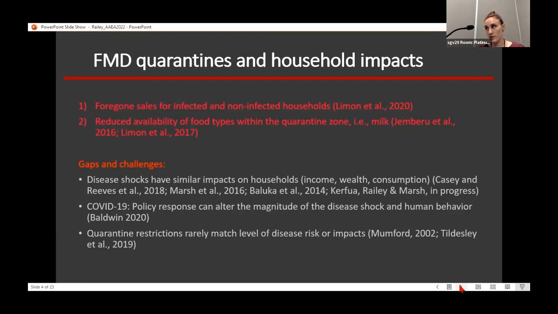face foregone sales of their animals. They can't sell them at the markets because the markets are closed. And then there's reduced availability of food types within the quarantine zone. Particularly with FMD, we're talking about milk. Some of the gaps and challenges that remain, though, and that we're hoping to progress towards, is that disease shocks have similar impacts on households. So the disease itself can have implications on income, wealth, and consumption, as well as the quarantines themselves. If we've learned anything from COVID-19, the policy response and how that response is carried out can alter the magnitude of the shock as well as the resulting behavior. And then quarantine restrictions rarely match the level of disease risk or impacts. So having a better idea of what those actually are might help us better apply the restrictions.